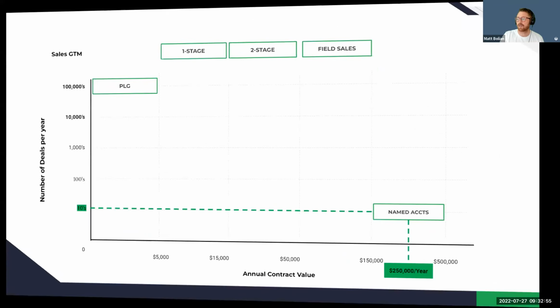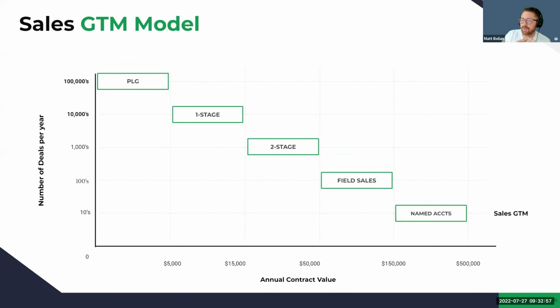So if you put these from left to right now, you can see how this all fits. You have your PLG motion, and then you've got one stage, two stage, field sales, named accounts. And you can see where they fit and how they go.